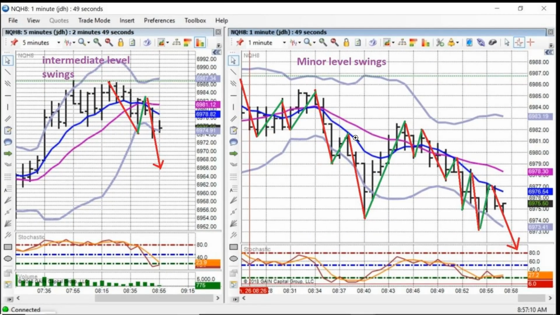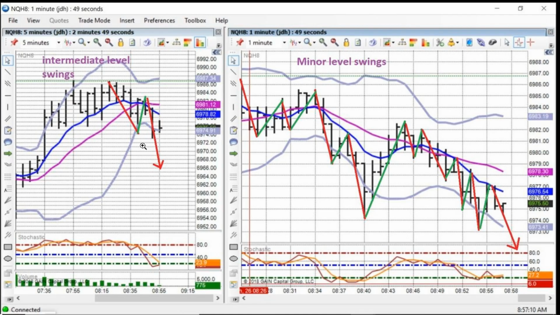This is just an example of how the minor level swings compare with what you're seeing on the 5-minute chart in terms of the intermediate swings. And you can see this whole section here would be equal to one swing here on the 5-minute chart. So everything from here to here on the 1-minute chart, from around 6:30 to 6:58, is just this distance right here, from about 6:30 to 6:58 on the 5-minute chart.